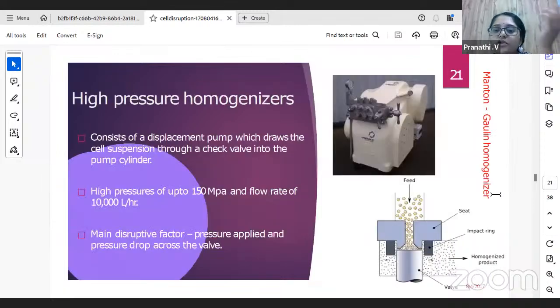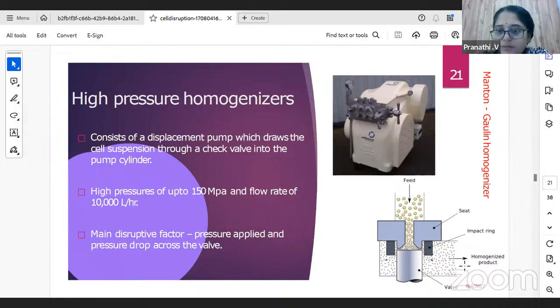And then we have homogenization. In this, again, high pressure homogenizers are there, and your normal lab homogenizers are there, wherein you have the homogenizer, the isotonic buffer. You take a small tissue sample, and with the ice bath present, because heat should be dissipated all the time, you put the ice bath, and then you homogenize the cells.